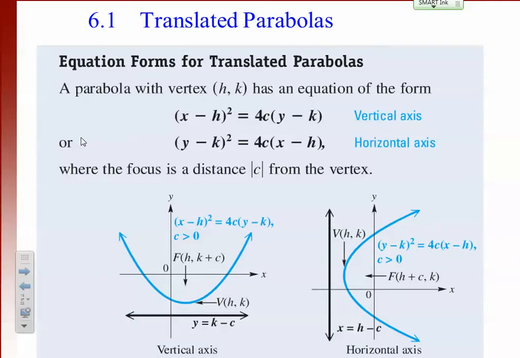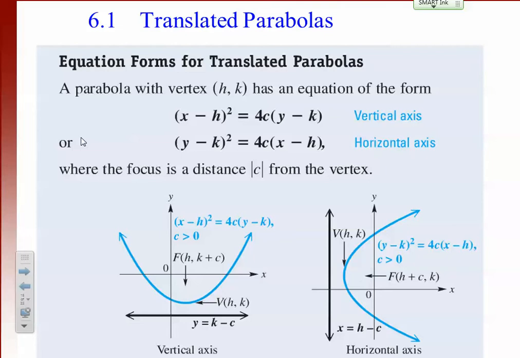Okay, we're continuing the parabolas here. We did the ones that had the vertex at the origin, left, right, up, and down. Now we're going to translate those parabolas. So the equation gets a little more complicated.